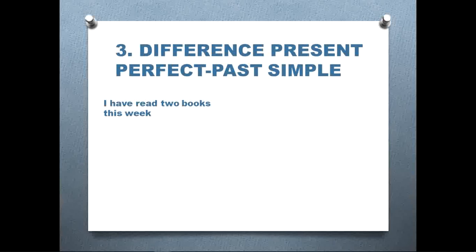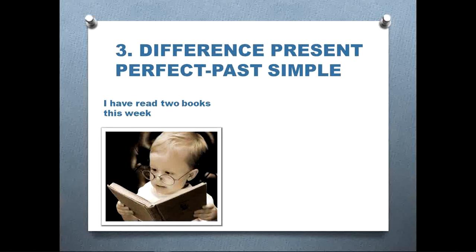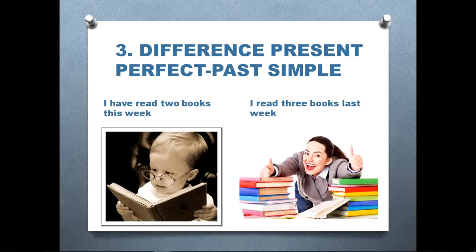For example, "I have read 2 books this week." We only mention the idea that the action was performed alone this week. However, if we use the past simple, "I read 3 books last week," we use a time expression that refers to a finished period of time, which is last week.